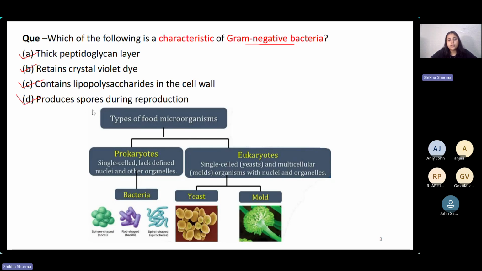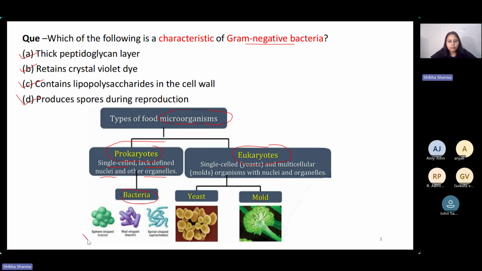during reproduction. So it is basically about microorganisms in the food. There can be prokaryotes and eukaryotes. The prokaryotes are single-celled microorganisms that lack a properly defined nucleus or other organelles. It includes basically the bacteria.